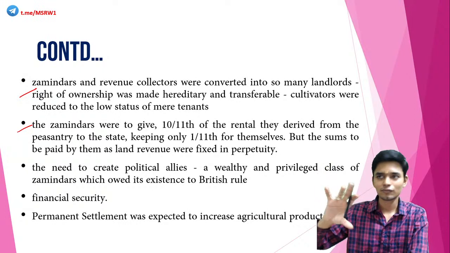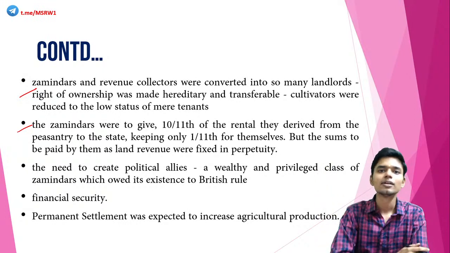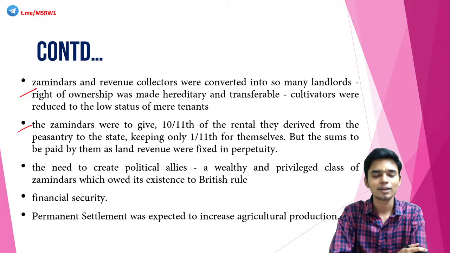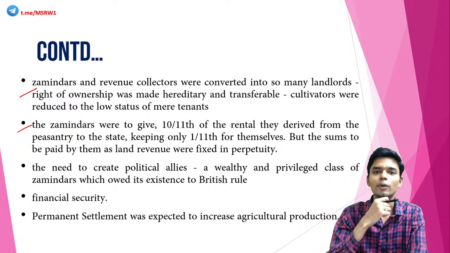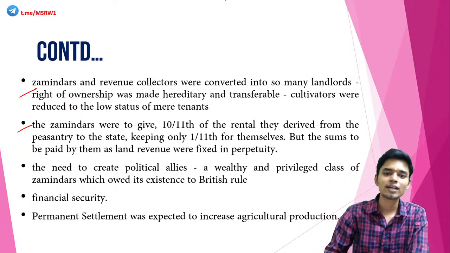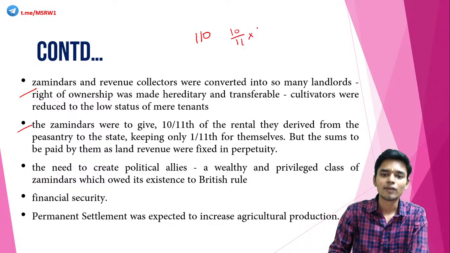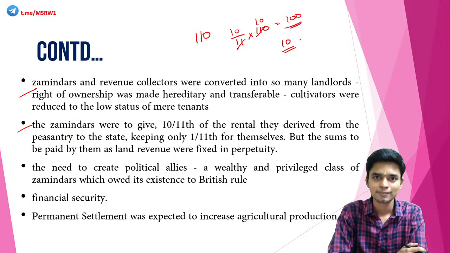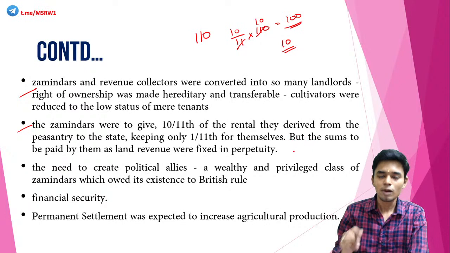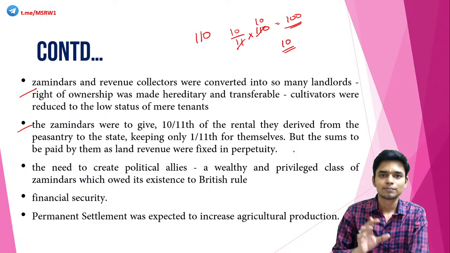Okay, 10 by 11th of their collection they have to give to the government. They have to give to the company. And they can keep 1 by 11th of their collected amount for themselves. Okay, so if they collect say 110 rupees, 10 by 11 of 110, that is how much? 100 rupees they have to give to Britain and the remaining 10 rupees they can keep for themselves. This was the idea.